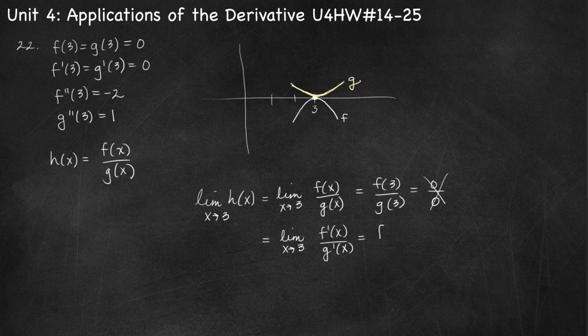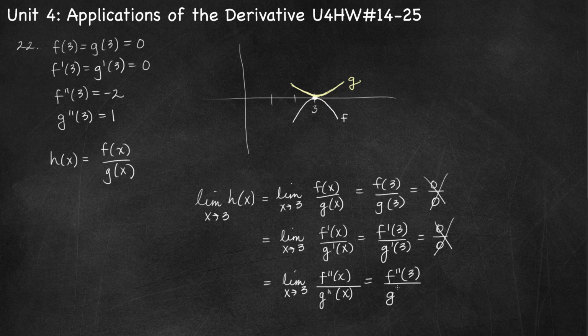Using substitution, that gives us f prime of 3 over g prime of 3, but f prime of 3 and g prime of 3 are both equal to 0. So again, we get 0/0, which is indeterminate. But we can use L'Hopital's rule again. Limit as x approaches 3. Now I want the derivative of f prime of x, which is f double prime of x, divided by the derivative of g prime of x, or g double prime x. Evaluating that at 3 gives f double prime of 3 over g double prime of 3. F double prime of 3 is -2, g double prime of 3 is 1, so our limit is -2.